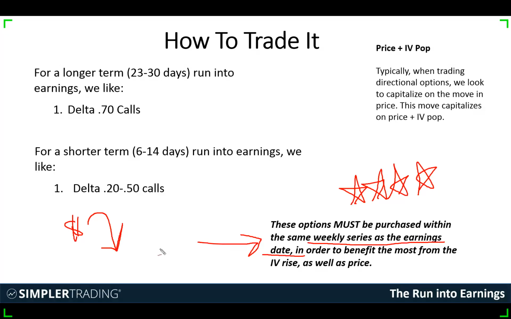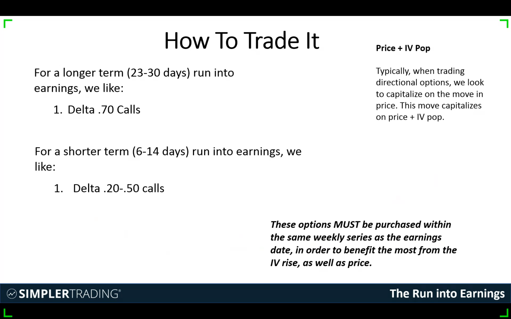So we're buying it before and then selling it before the earnings report. You always want to buy it in the earnings series because those are the ones that are going to be impacted the most by the rise in IV.